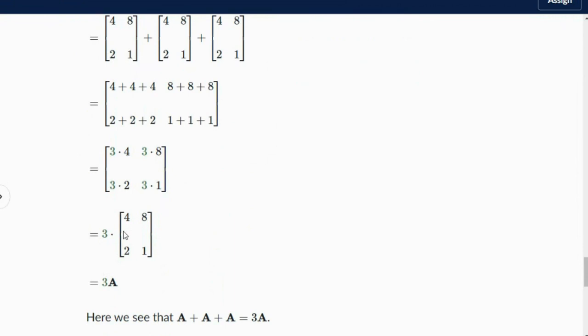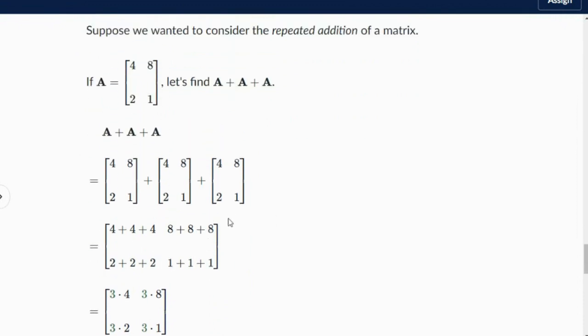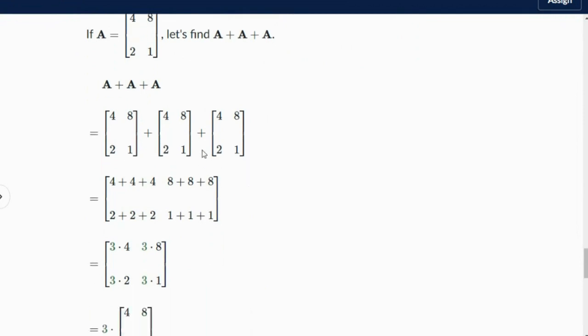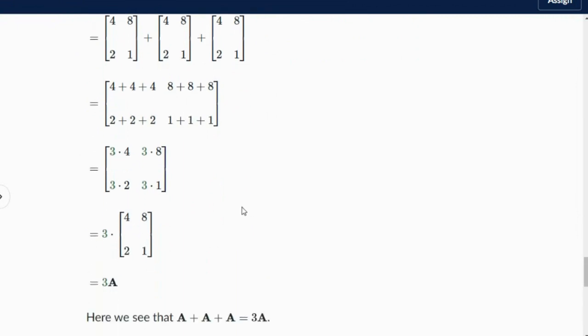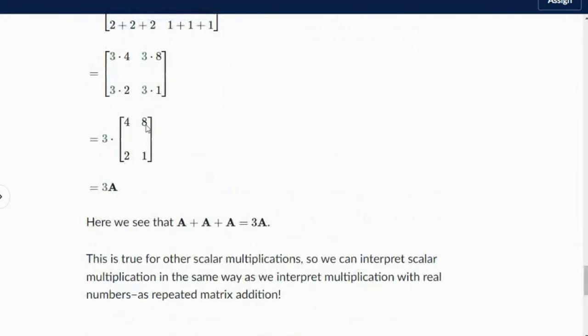We learned that if we take 4 plus 4 plus 4, that's the same as 3 times 4. So this shows both ways of doing it here. A plus A plus A, we write the same matrix 3 times. We add the elements together, 4 plus 4 plus 4, then 8 plus 8 plus 8, and 2 plus 2 plus 2, plus 1 plus 1 plus 1, to give us our 4 elements of the new matrix. Or we take 3 times 4, 3 times 8, 3 times 2, 3 times 1, and that'll get the new matrix, which is 3 times 4, 8, 2, and 1.